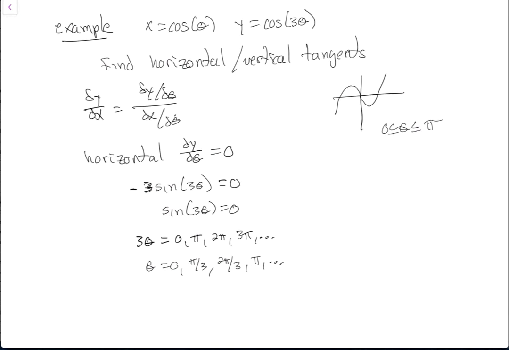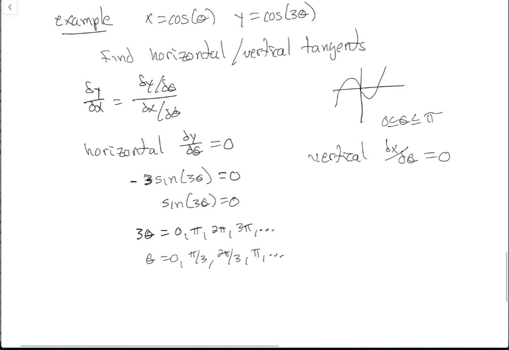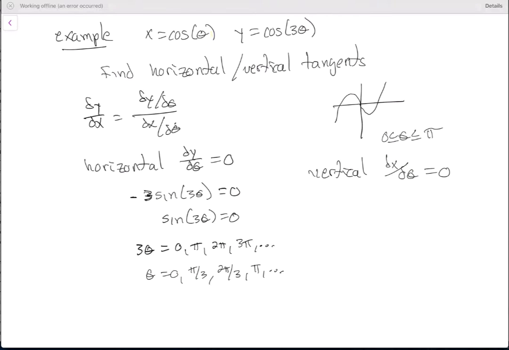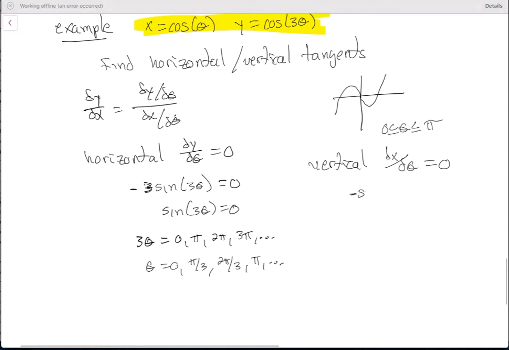Now if we're looking for the vertical tangents, we're looking for where we would have division by 0. So we're looking for the case where dx/d theta is 0. X is cosine theta, if we look back up at our equations here, so dx/d theta is negative sine theta, and when is that equal to 0?